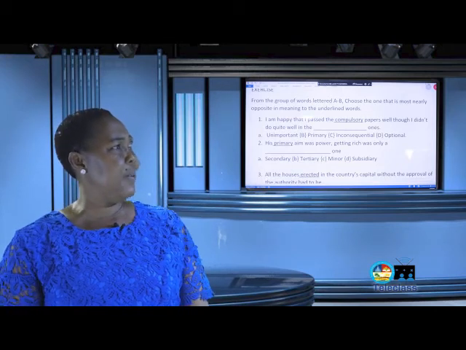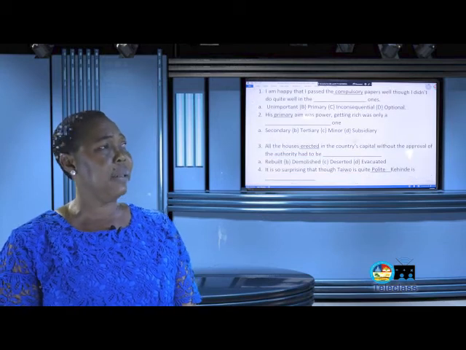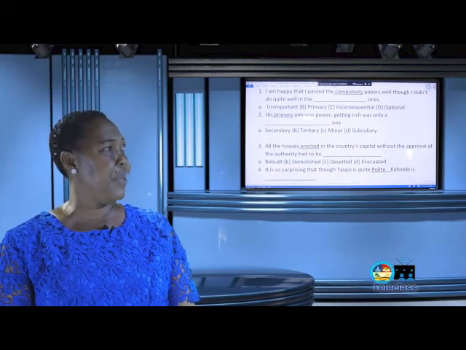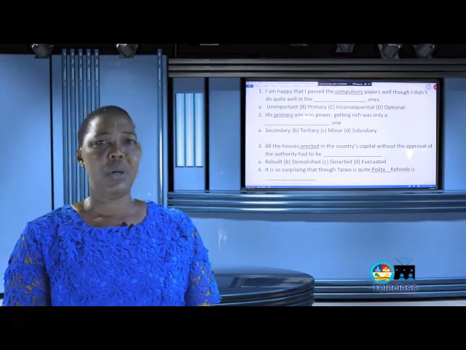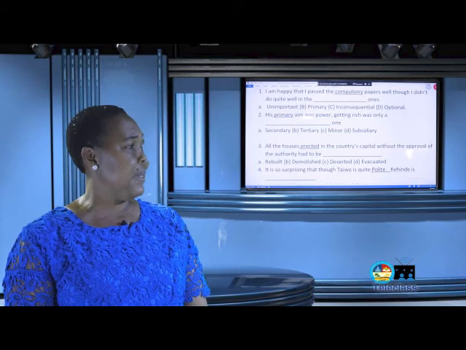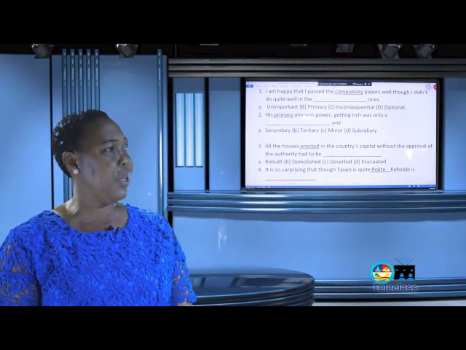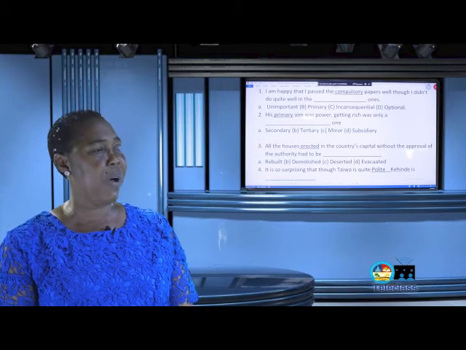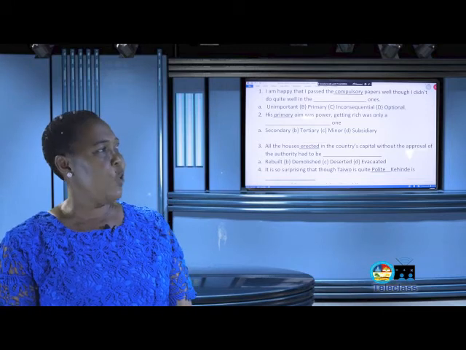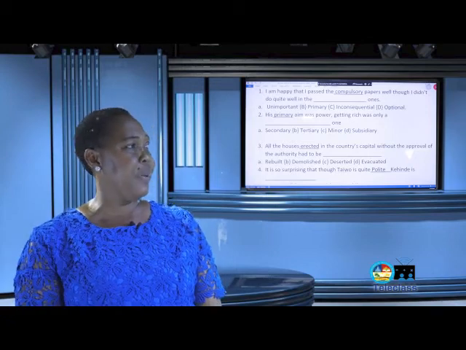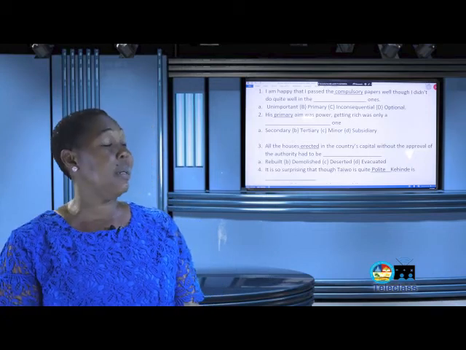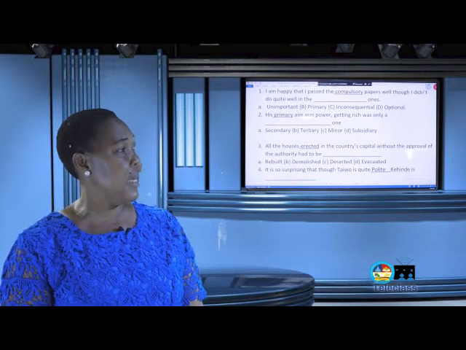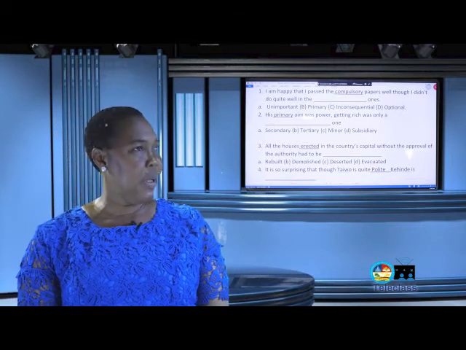Then we go over to the third one. All the houses erected in the country's capital without the approval of the authority had to be dash. Opposite of erected. Now we have A, rebuilt. B, demolished. C, deserted. D, evacuated. So erect means to build. So the opposite of erected is demolished. So the answer is B, demolished.